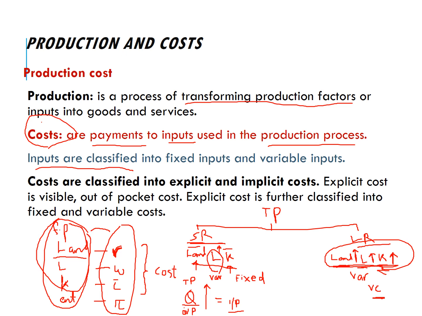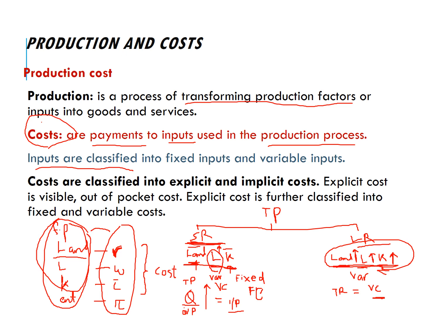But in the short run period, you have variable input, which is labor, and you have fixed input, which is capital and land. So you have variable cost and fixed cost in the short run period. Sorry, this is FC. So the total cost in the long run period is equal to variable cost only. There's no fixed cost because there's no fixed input. All inputs become variable. You can change the quantity of input you have.